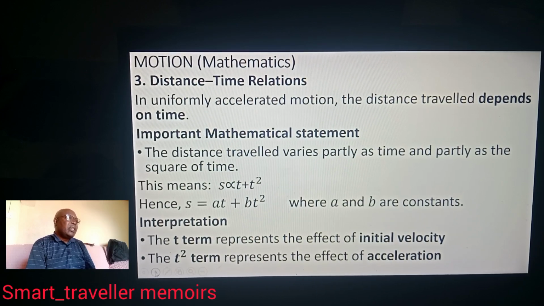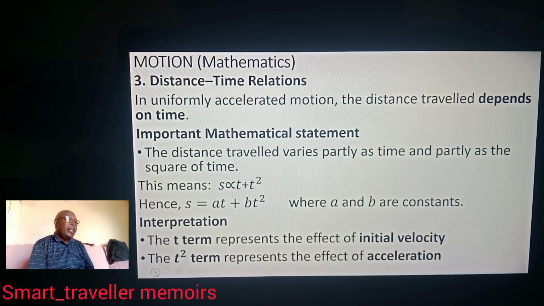Important mathematical statement. The distance traveled varies partly as time and partly as the square of time. This means S varies proportionally to T plus T squared. Hence, S is equal to AT plus BT squared, where A and B are constants.